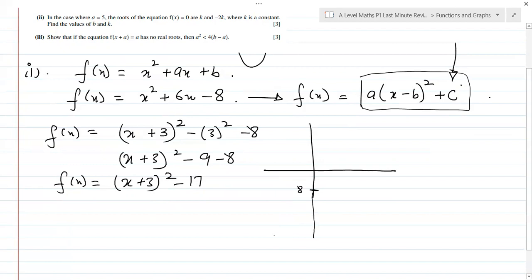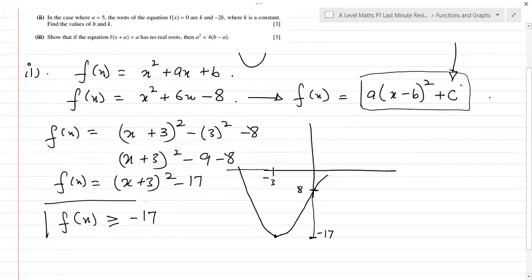So it's going to be somewhere over here with negative 3, and let's say this is negative 17. We do not have to sketch this, but I'm just doing it to make you understand how we get the range. Since this is the minimum point, it's always going to be above negative 17. So we're going to say the range is f(x) is always greater than or equal to negative 17. That's how we get the range.